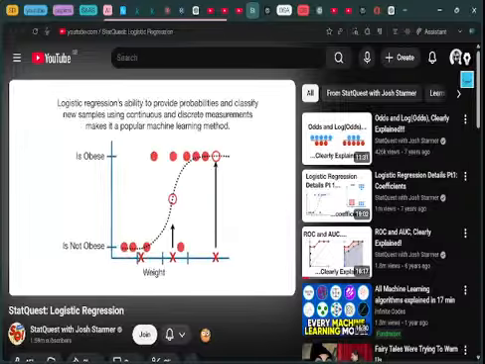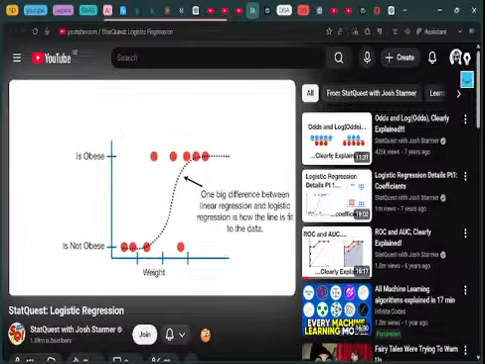Logistic regression's ability to provide probabilities and classify new samples using continuous and discrete measurements makes it a popular machine learning method. One big difference between linear regression and logistic regression is how the line is fit to the data.